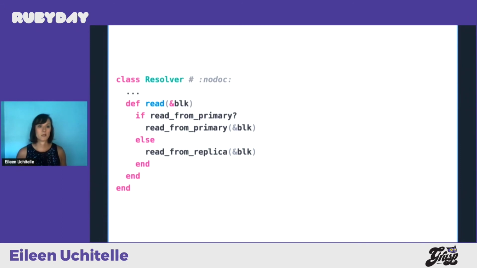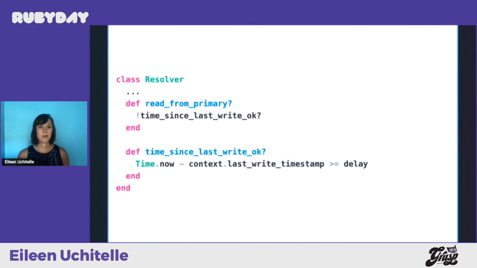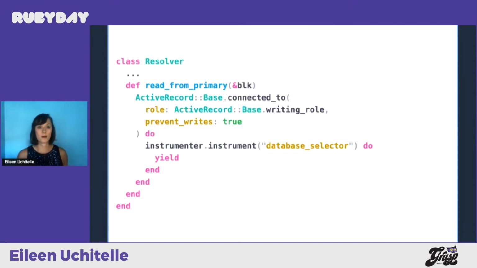The resolver read method checks whether it's safe to read from the replica or not. read_from_primary? checks if the time since the last write is okay. This is calculated by taking the current time, subtracting the context timestamp, which is stored in the session, and asking if it's less than or equal to the delay. The delay is set by the middleware options, and the default is 2 seconds. If time since last write is not okay, then we read from the primary or the writer database by passing the writing role to connected_to and ensuring that writes are prevented. If time since last write is okay, we can call read_from_replica, which uses the reading role.